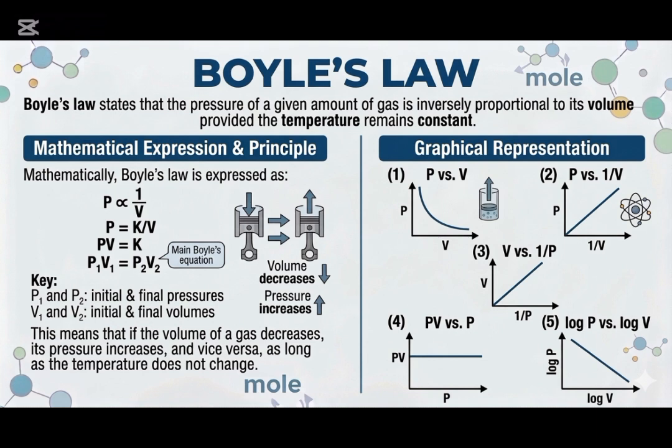In the fifth graph of log P versus log V, also from the equation PV equals K, taking the log of both sides and rearranging, the equation becomes log P equals minus log V plus log K. Then the shape shows a straight line with negative slope, which means the slope is equal to minus 1, meaning it confirms the inverse proportionality between P and V.